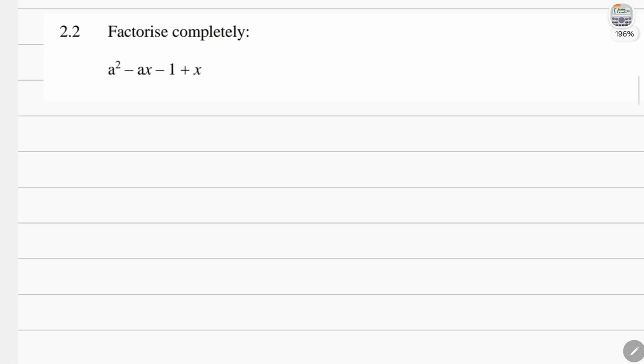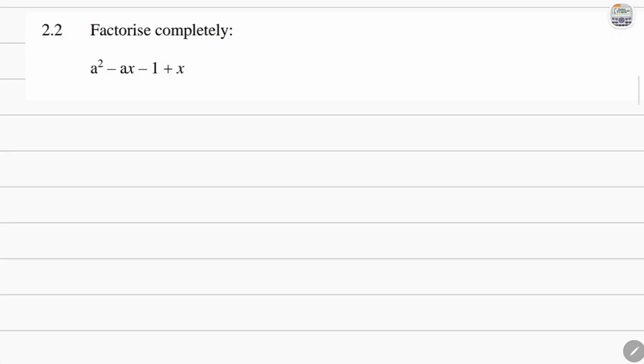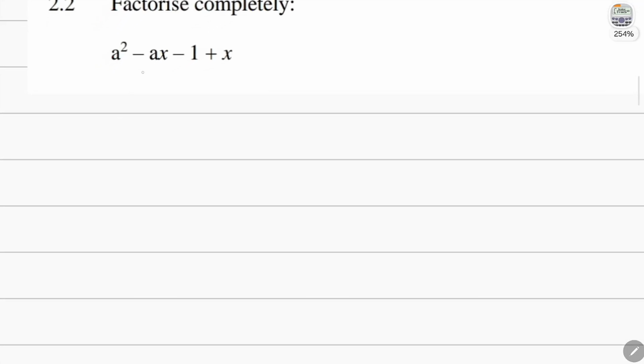Question 2.2 says, factorize completely. And you can see that we have 4 terms, so we definitely have to use grouping. Okay, so these two, they have a in common, and we could say these two have -1 in common. But the thing about this is, if these were the ones that should be grouped together, then look at what is left if you take out that common factor of a. You would be left with a, and then here, what are we left with? Minus x, okay?